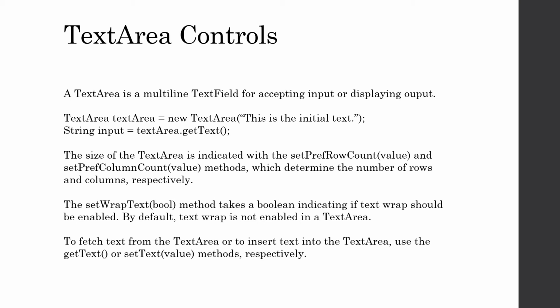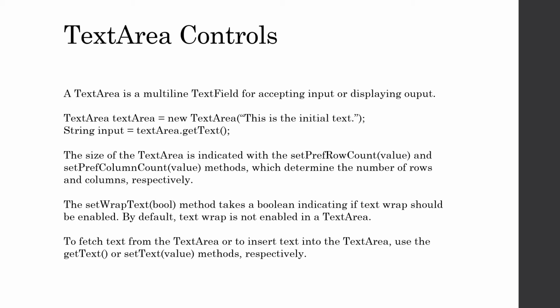The size of the text area can be indicated with the setPrefRowCount or the setPrefColumnCount methods. Each one of these can be used to determine the number of rows and columns respectively. So basically, it's a way to try to control the height or the width of the text area. They just have a particular way that they approach that.